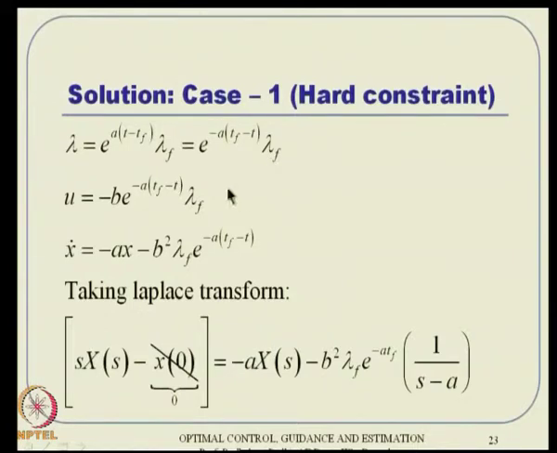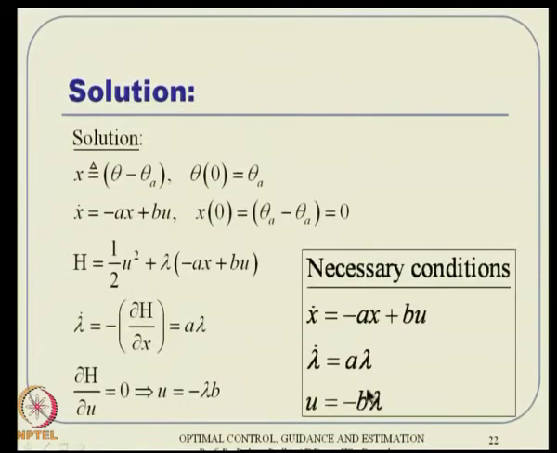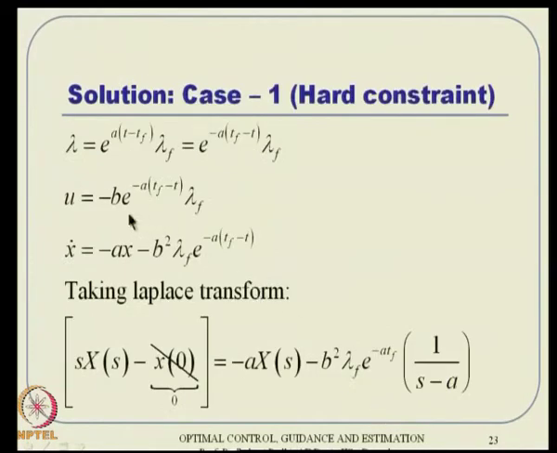And hence if I know my lambda, my control is now known: minus b times lambda. So, minus b times lambda is there, but remember lambda f is still not known actually, so that you have to compute. Anyway, b is available, lambda is available.